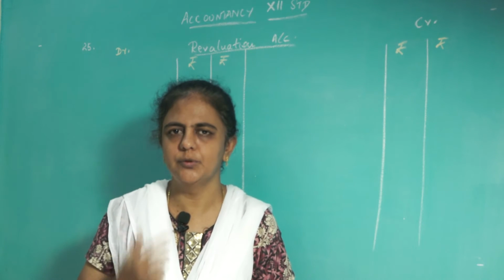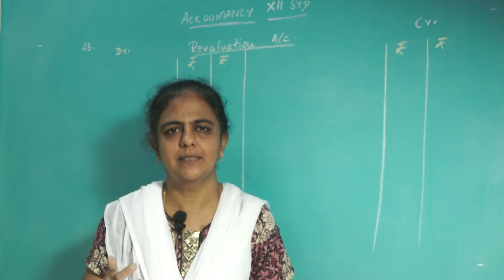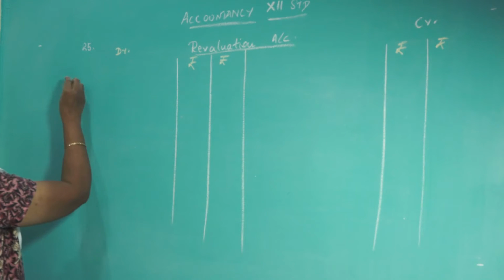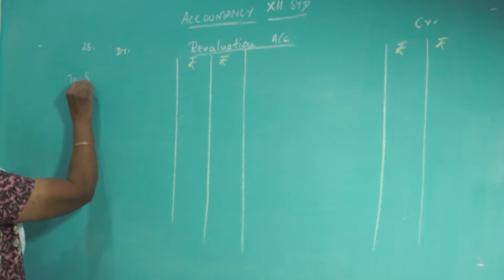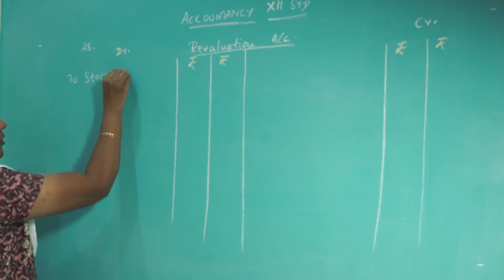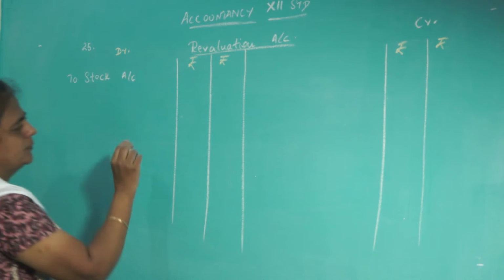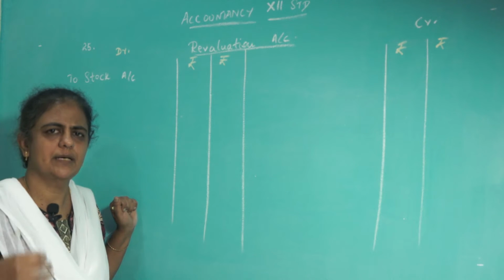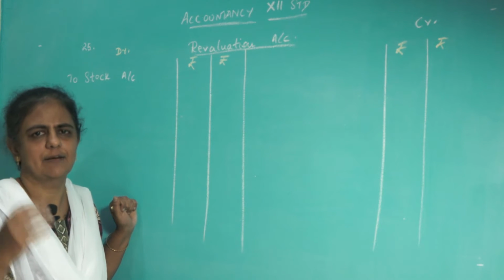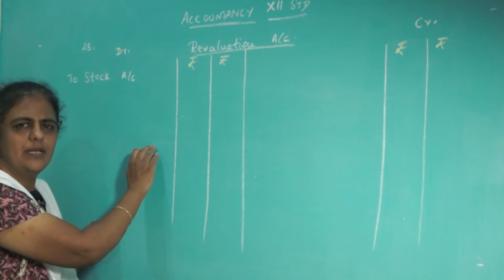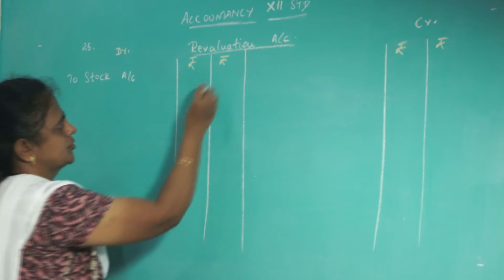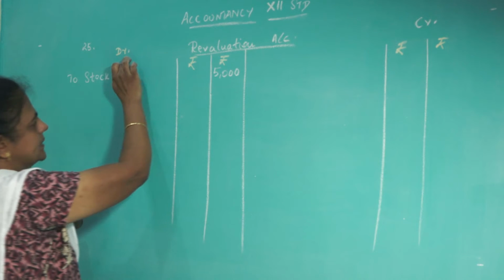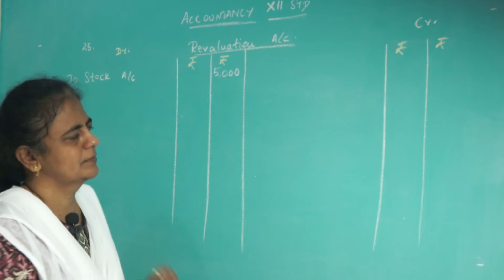So, asset decreased, it results in loss. So, write here: to stock account 5,000 rupees. It was 25,000 in the old balance sheet, but in adjustment it is given 20,000. What is the difference? 5,000. Only the difference you must write here. It is a loss. So, that 5,000 loss you have to put on the debit side.